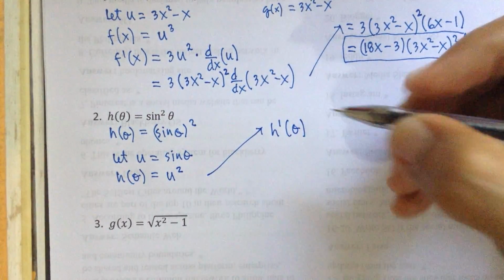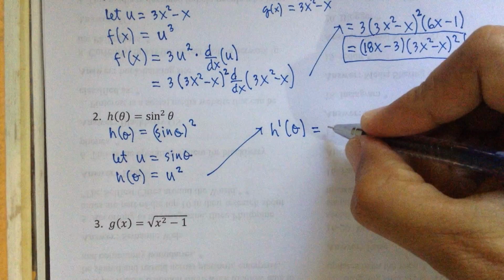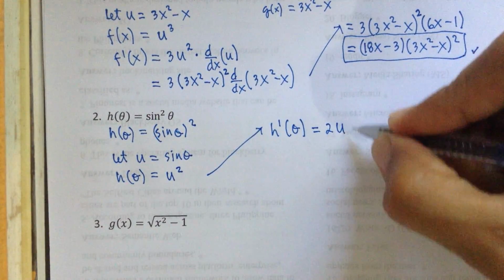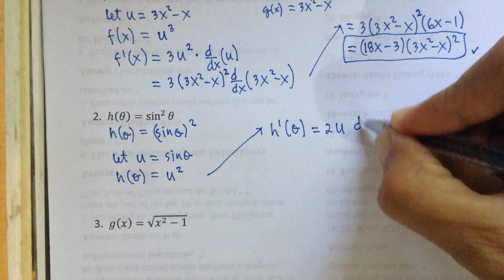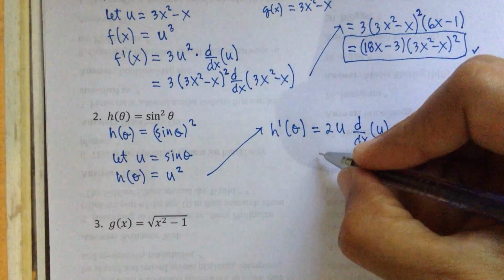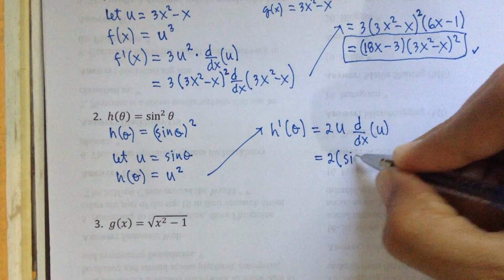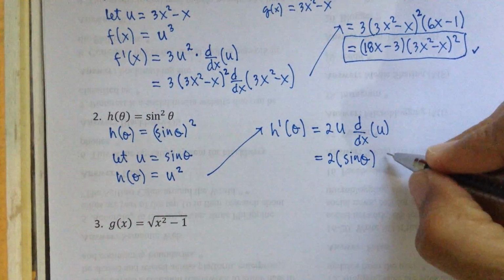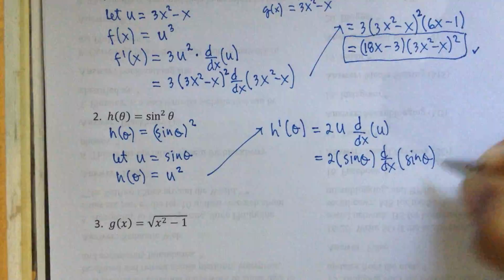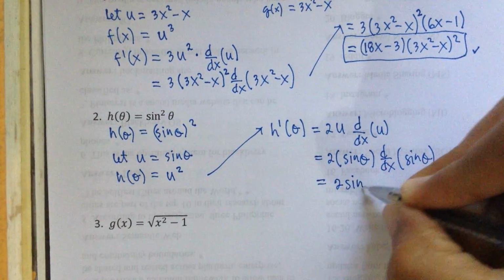So then, how do you find the derivative of h? It's equal to, following the power rule, 2u to the 2 minus 1, which is 1. After that, you have to find the derivative of your u. Let's put back the u. Your u again is sine theta. Then you have to find the derivative of your sine theta. Simplifying further, we have 2 sine theta.